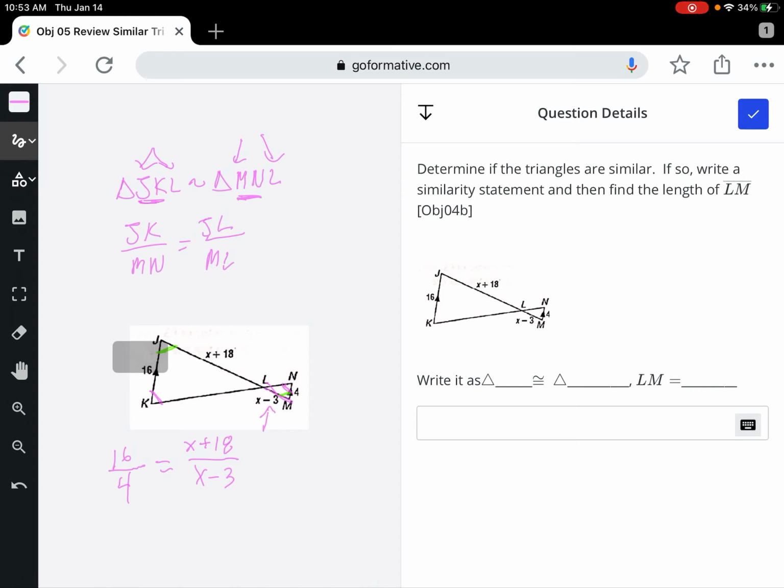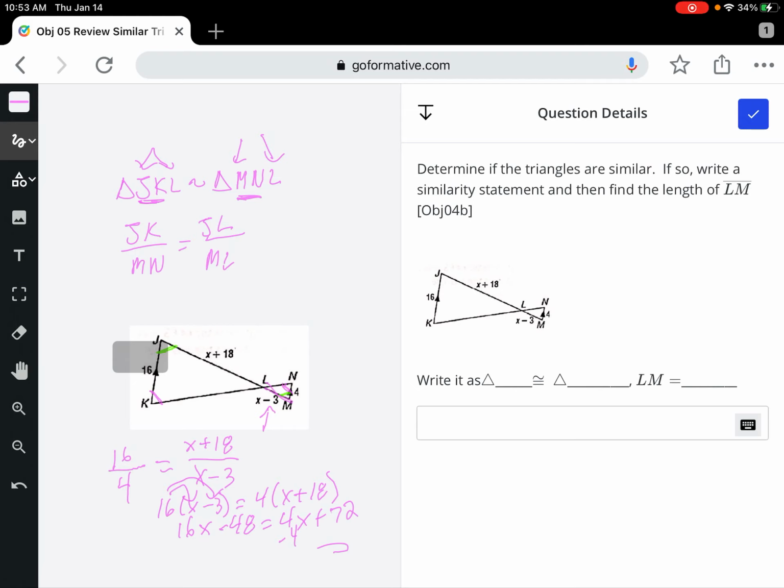And so we cross multiply. It's going to be 16 times x minus 3 is equal to 4 times x plus 18. I distribute. Make sure you distribute. That's the biggest error that students make with this. This is 16x minus 48 is equal to 4x plus 72.